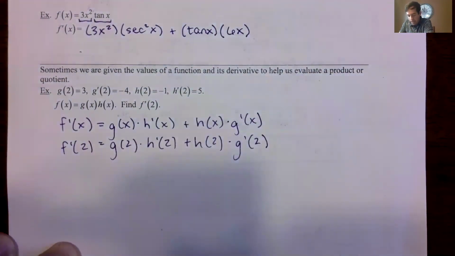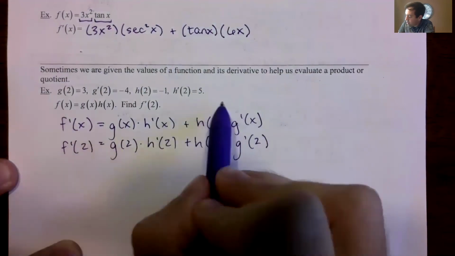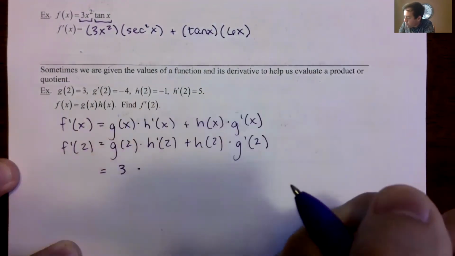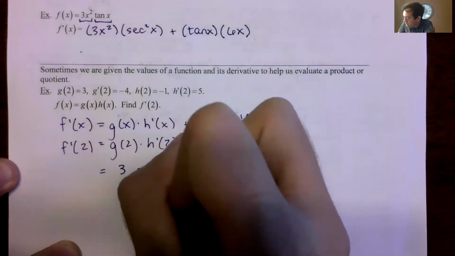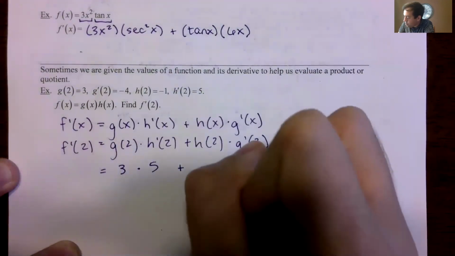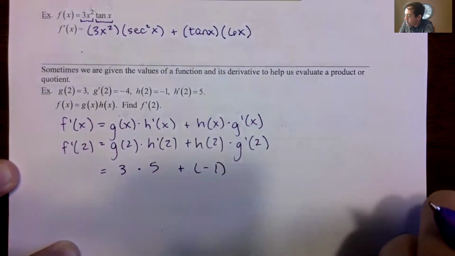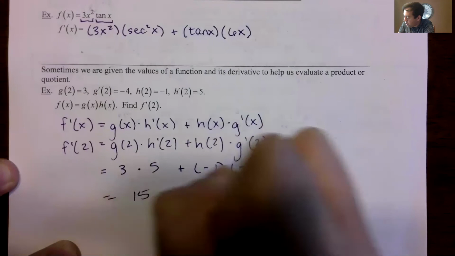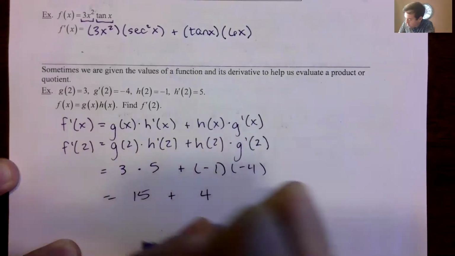Okay, and let's see what we can do with all this given information up here. g of 2 is 3, h prime of 2 is 5, h of 2 is -1, g prime of 2 is -4. So we have 15 plus 4, or 19.